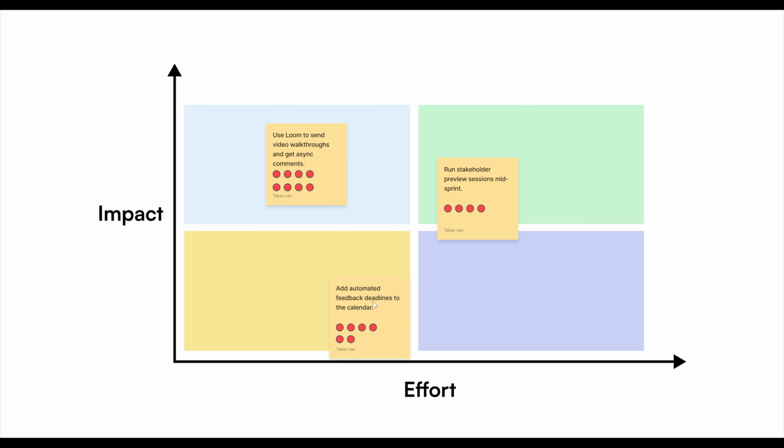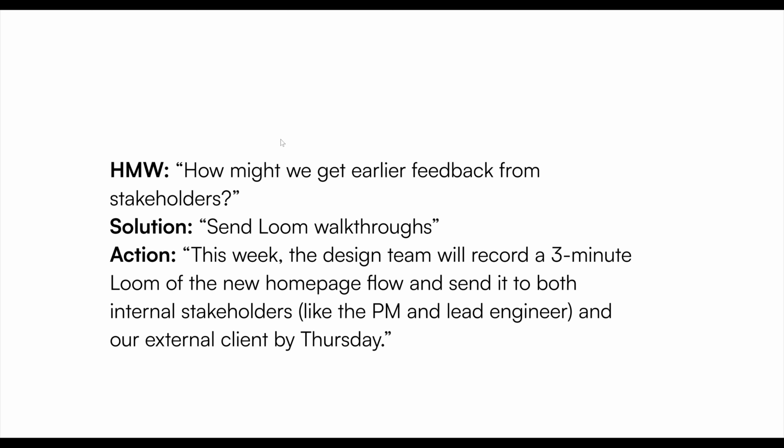Okay, and about the low impact and low effort: we have automated feedback deadline to the calendar. I think about the automated feedback deadline to the calendar, maybe some people will miss it, or the automation maybe needs a lot of effort. Okay. So the next step, after you have the effort impact matrix, we will make it actionable.